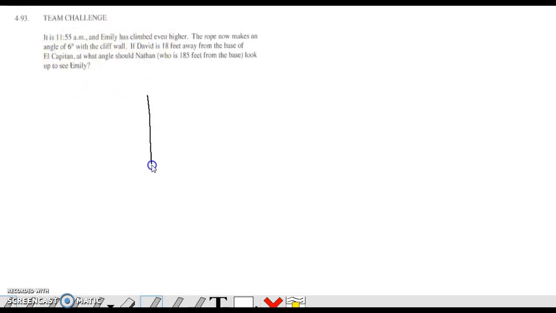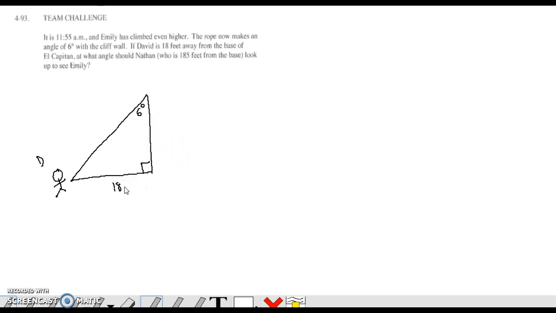So again, I'm going to draw a triangle. All right, here's my right triangle. The rope now makes a 6-degree angle with the cliff wall. So again, here's that cliff wall. So we're going to put a little 6 degrees right there. And so if David is 18 feet away, let's pretend that this guy is David. Bam. So put a little D for David.